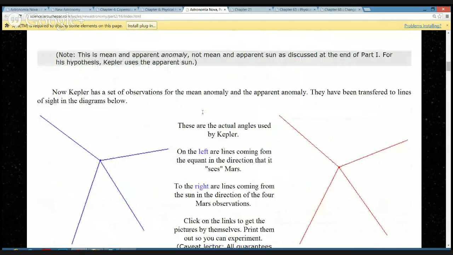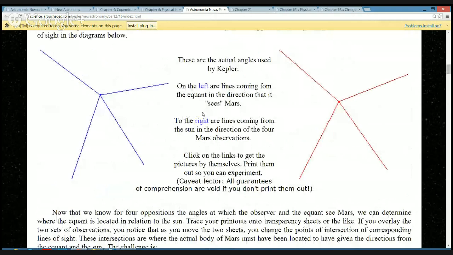So these are the ones that are actually used by Kepler. They're a little bit different. You can look at them. Can you see the difference? They're not exactly the same shape.